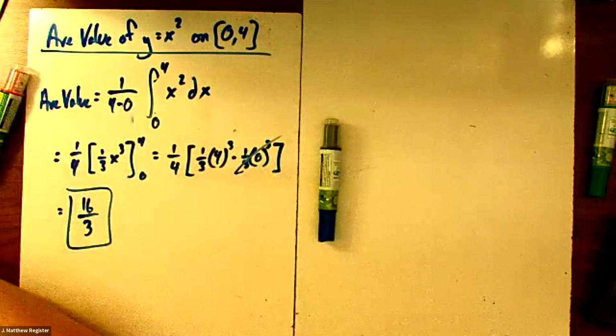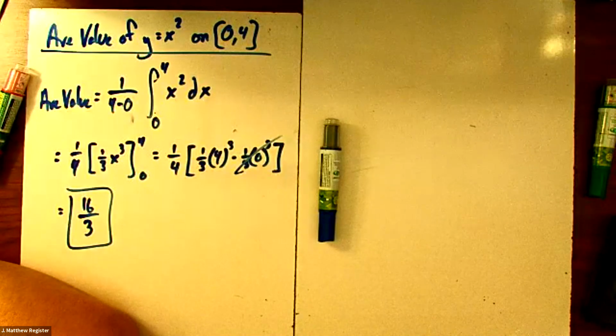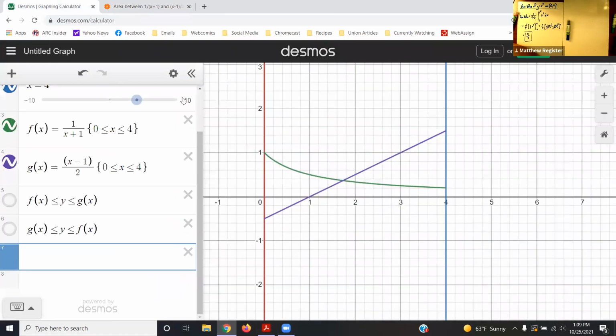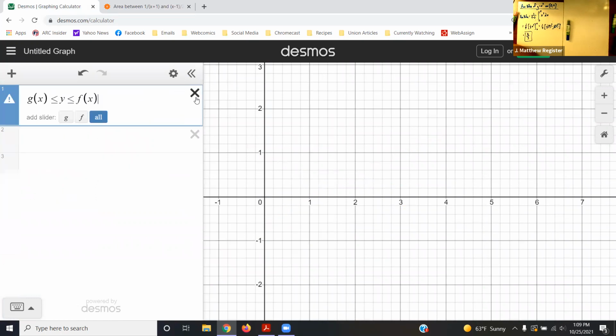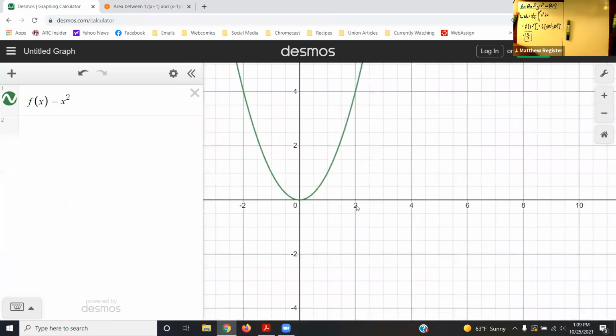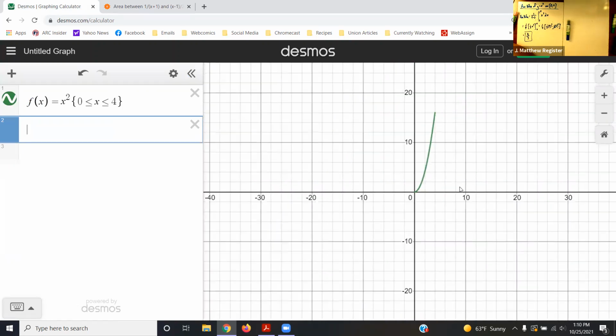So if we want to think about what that physically represents again, we can go to our good friend Desmos. And so 16/3 is what we ended up with. And if we pull up Desmos, and let's just get rid of all of these. There we go. And so our function is f of x equals x squared. And we were just talking about it on the interval from 0 to 4, or 0 less than or equal to x less than or equal to 4. And so this is what it looks like.